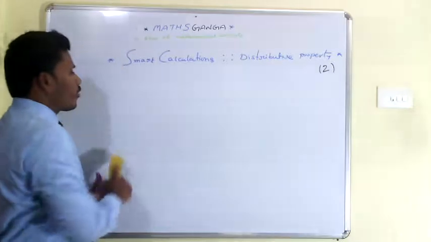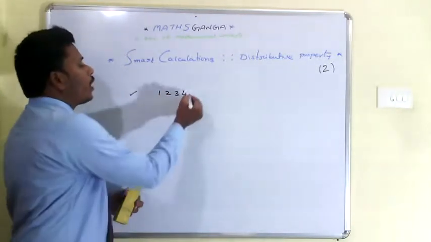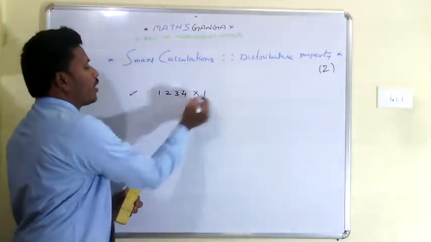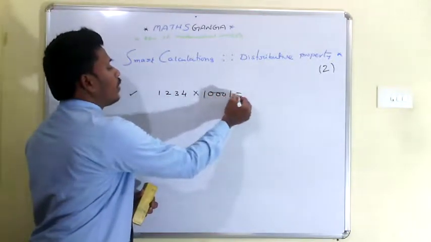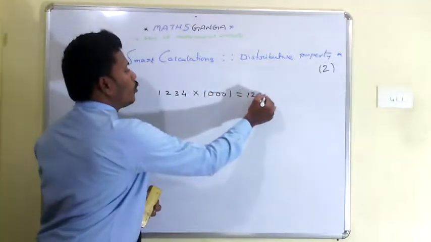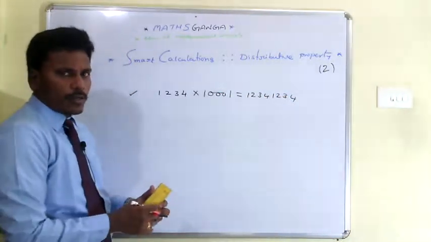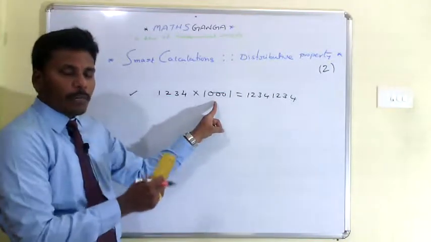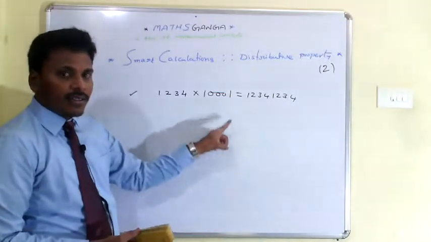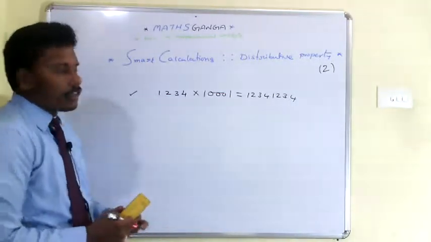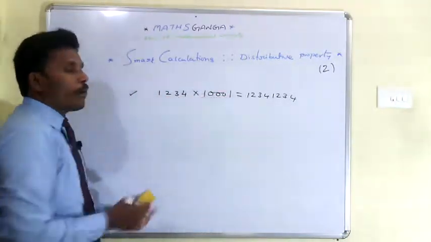Okay, right. And the next one is, for example, if I have 1, 2, 3, 4, a 4-digit number, and I multiply it with 10,001, the result is 1, 2, 3, 4, 1, 2, 3, 4. Just because of the distributive property. By writing this as 10,000 plus 1 and multiplying 1, 2, 3, 4 with it, the result is this one. So here we have 4 digits and here we have 3 zeros. So the problem is the same.